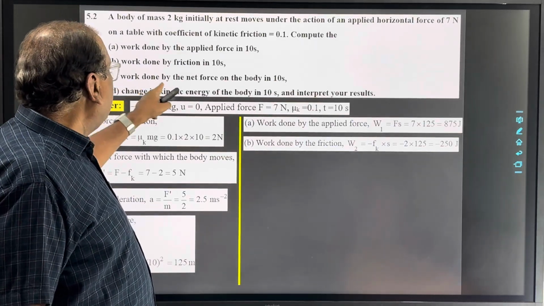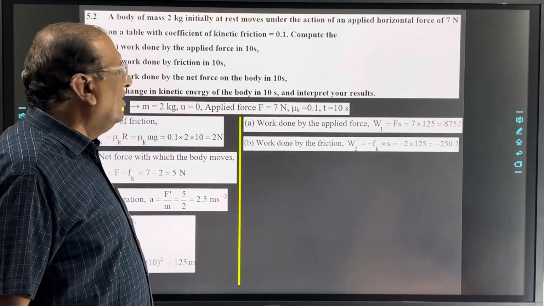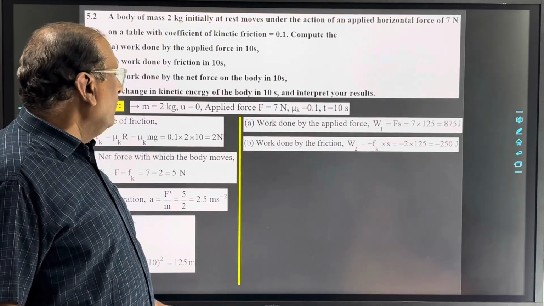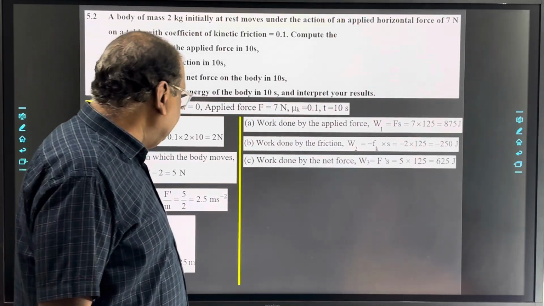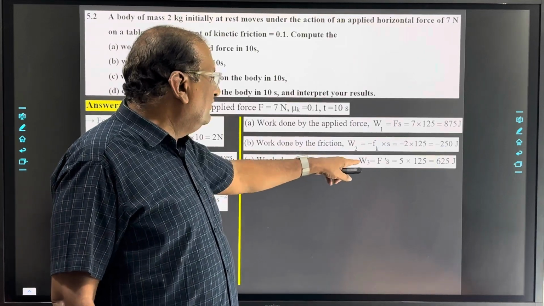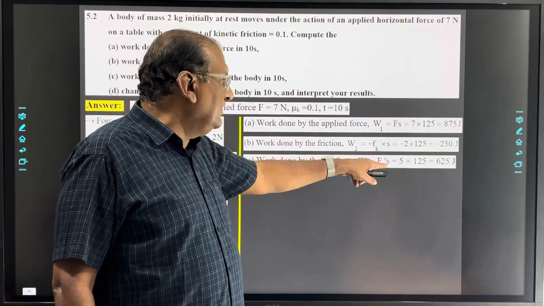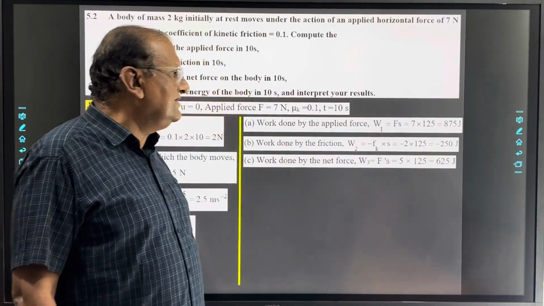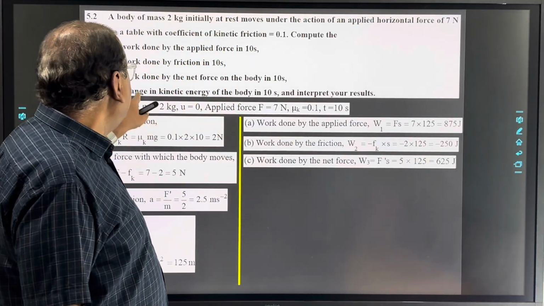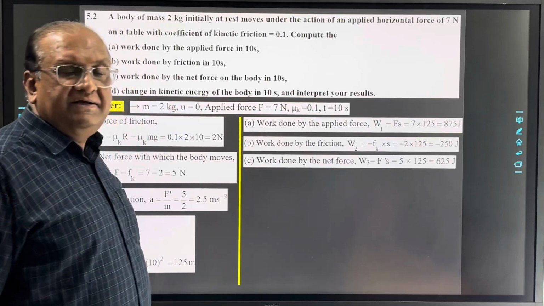Third one, work done by the net force on the body in 10 seconds. So net force into displacement. So work done by the net force W3, that is F dash into S, F dash 5, S 125, so that is 625 joule.